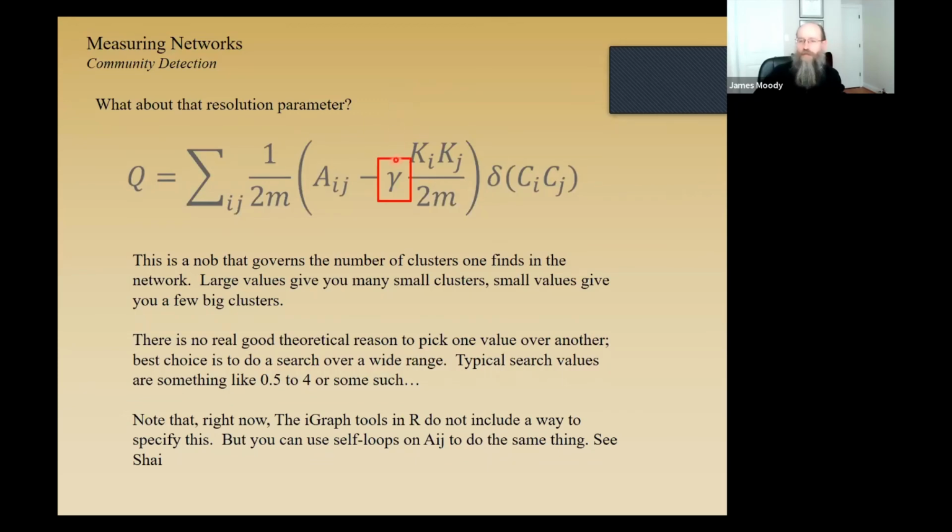If you change this resolution parameter, then that's going to change the relative weight of the expected versus the observed part of the Q formula, and that's going to change the number of groups you find. If you set your resolution value really high, I'm going to find a large number of relatively small groups. If I set my resolution value low, I'll typically find a small number of really big groups. So the resolution parameter is a hidden parameter that governs the number of groups and the size of those groups you're going to find in the data.